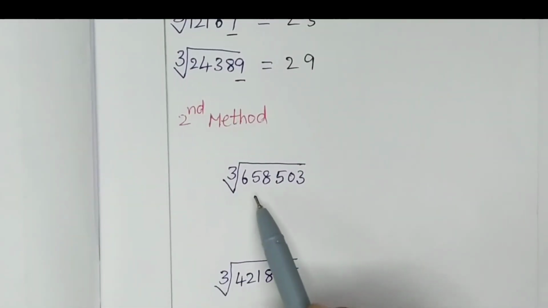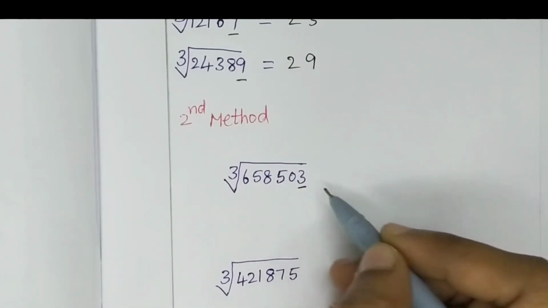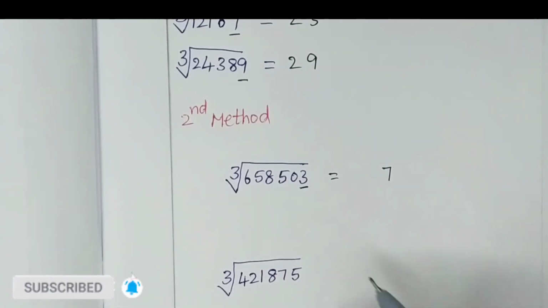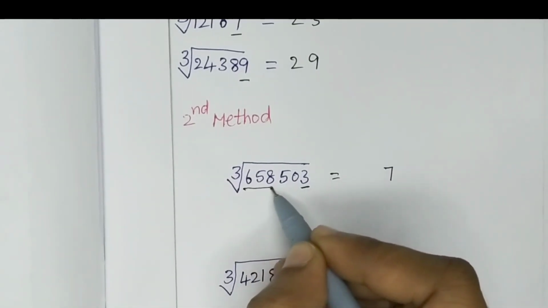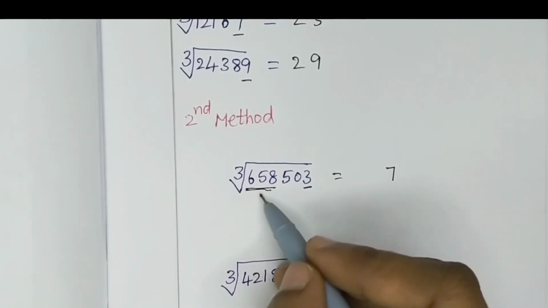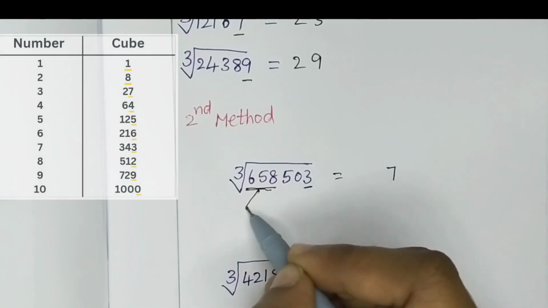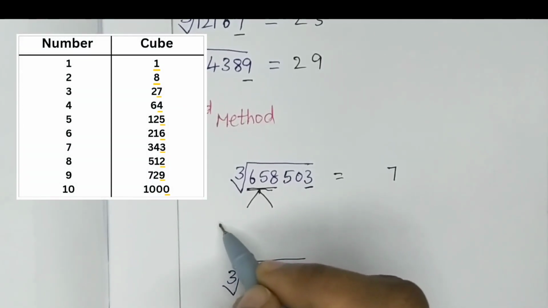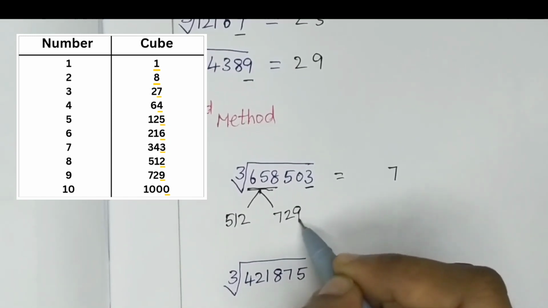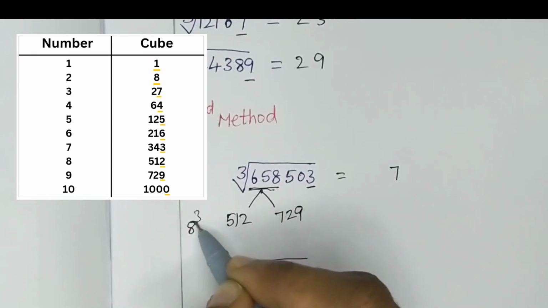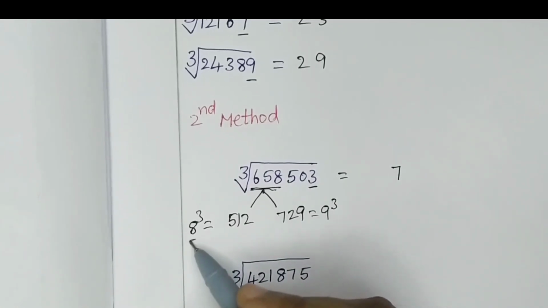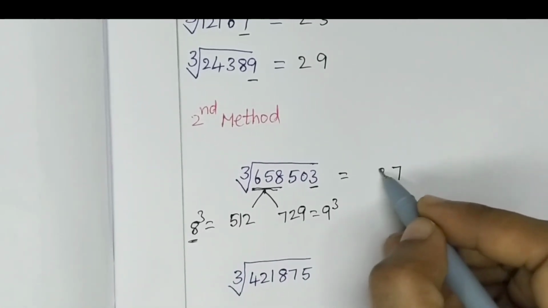Cube root of 658,503. Units digit is 3, so units place of the answer is 7. Now consider the last 3 digits only. Neglect the remaining digits. This 658 lies between 512 and 729, which are the cubes of 8 and 9. So here we take the smaller digit. So answer is 87.